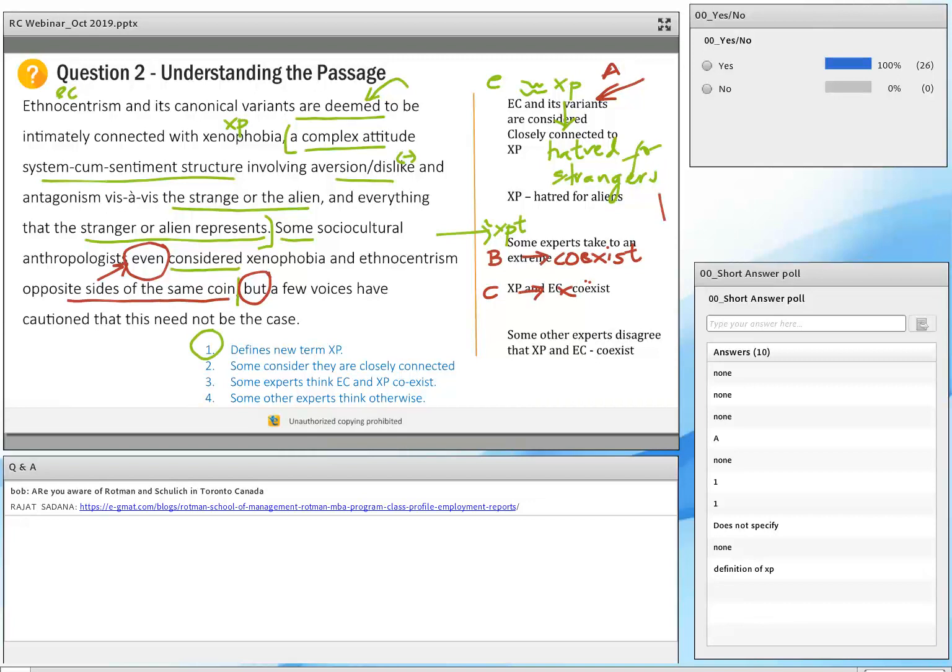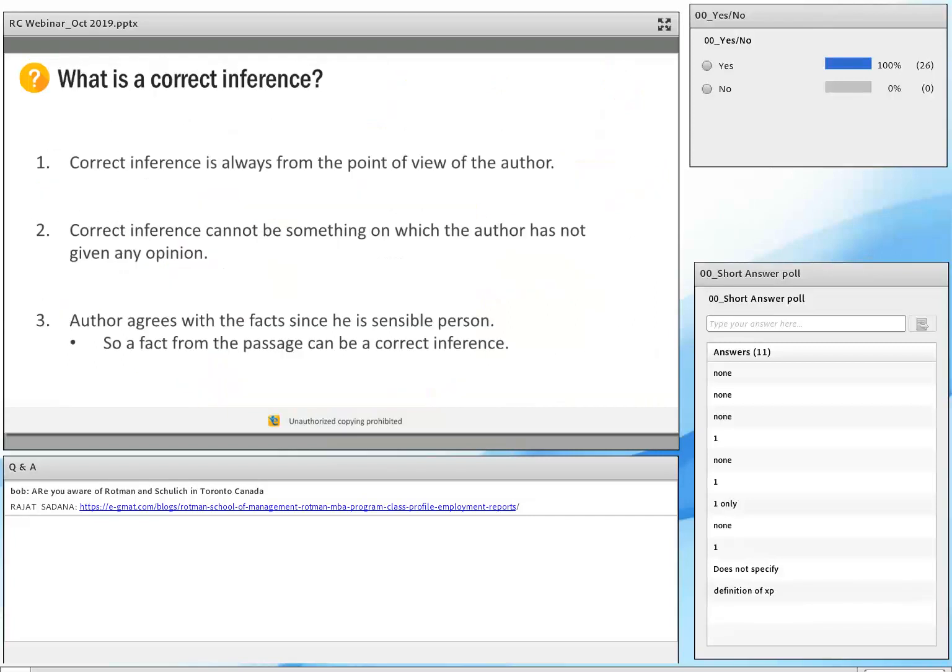Why is that? Because number 1 is the fact, and the author always believes in facts. A fact is a fact, right? The author is a logical person. He doesn't need to say the sun rises in the east and I agree with that. The sun rising in the east is a fact, so he agrees with the fact, right? But when he says some consider they are closely connected, if he hasn't given his opinion on what he believes about this, that means you cannot infer that from the passage.